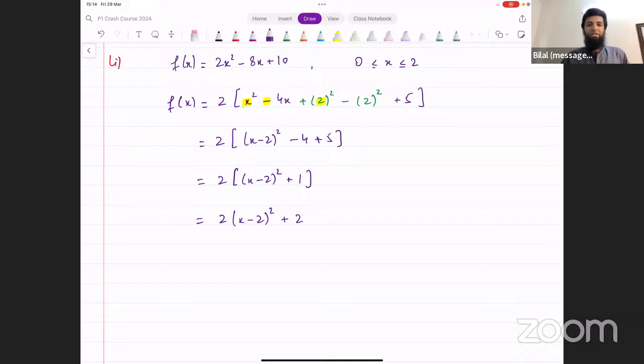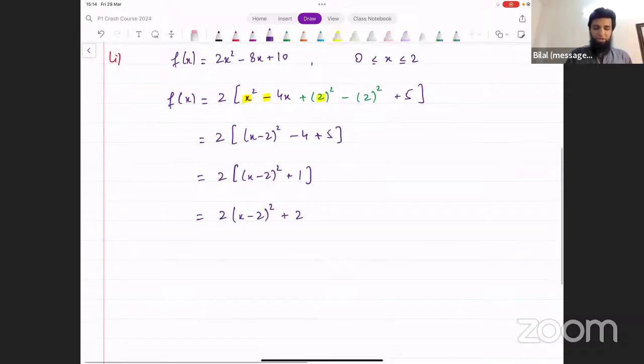Now it says, state the range of f. Now let's think about this. It's a quadratic function. Remember, for quadratic functions, you always should think of this using the graph of the function. So think about what the graph of this quadratic function looks like, and then decide based on that what the lowest point on the graph is, what the highest point on the graph is.